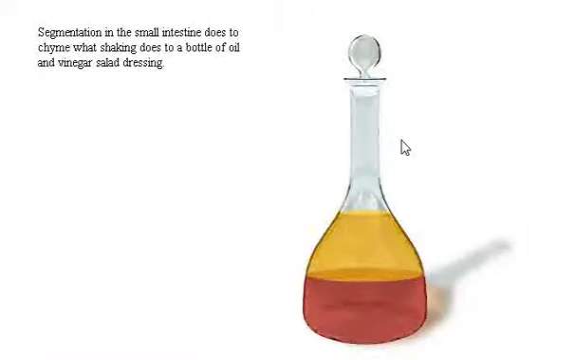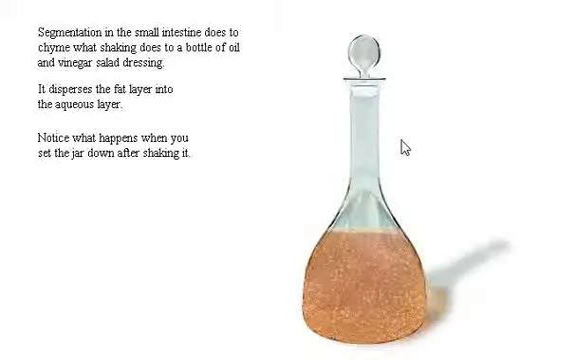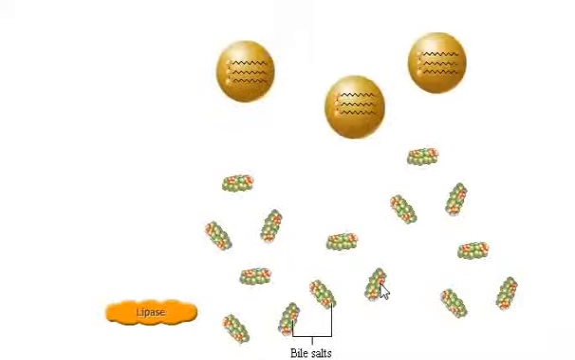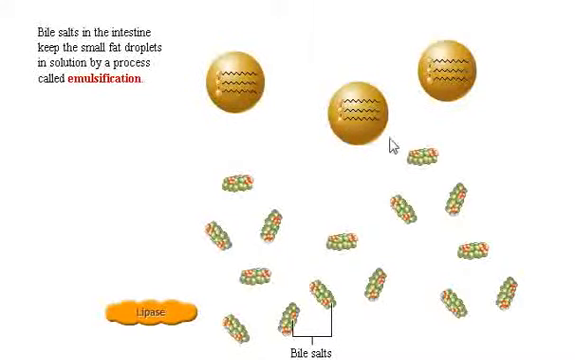Segmentation in the small intestine does to chyme what shaking does to a bottle of oil and vinegar salad dressing. It disperses the fat layer into the aqueous layer. Notice what happens when you set the jar down. Bile salts in the intestine keep the small fat droplets in solution by a process called emulsification.